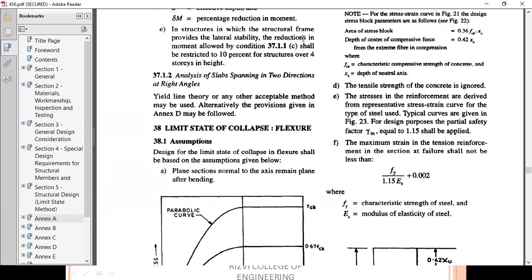Because I think it's less than a minute left. So today we have finished the theory portion of the limit state method. We have done all the assumptions, we have seen the equations. So in the next lecture we will actually solve the numericals.